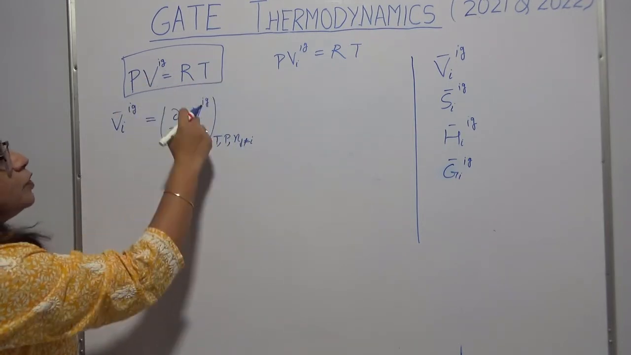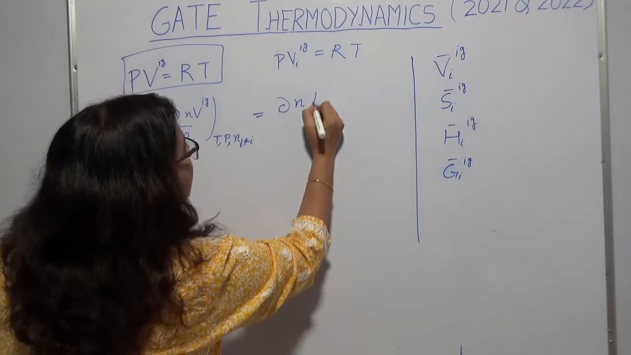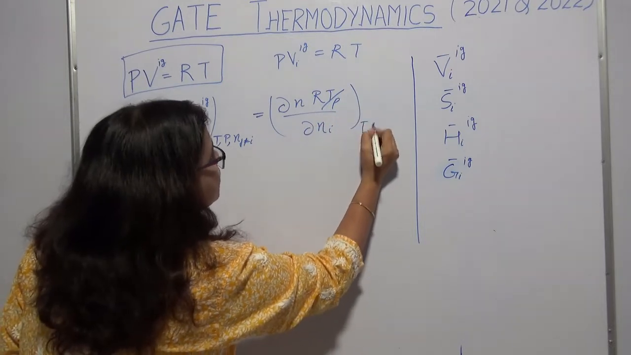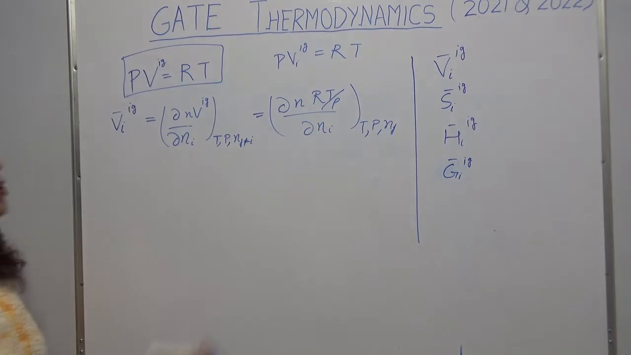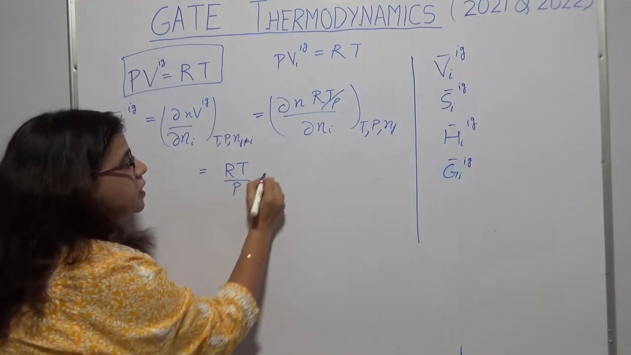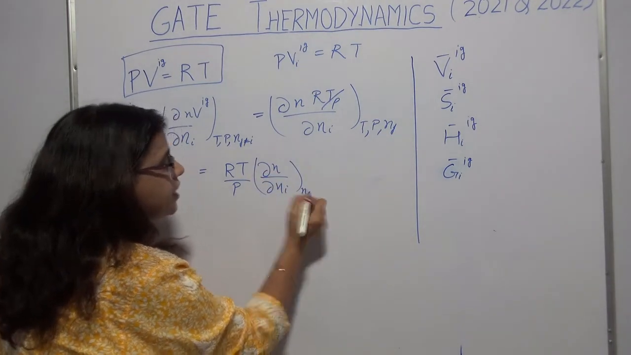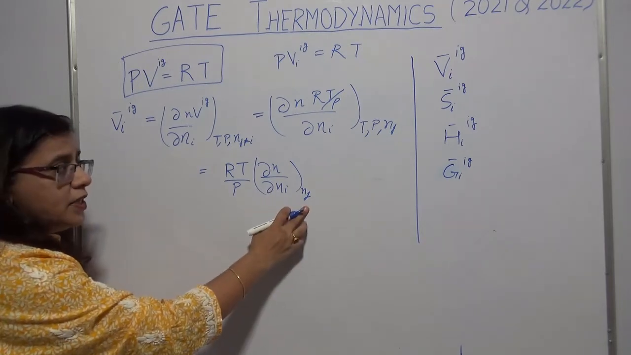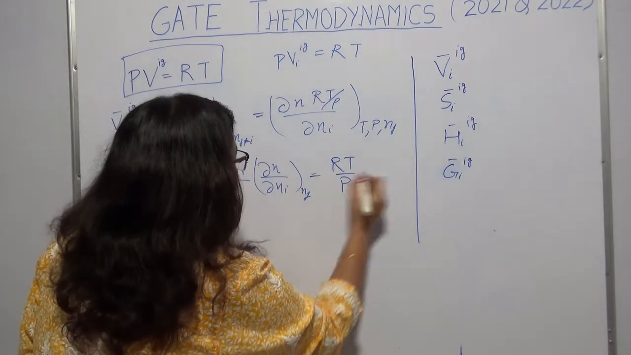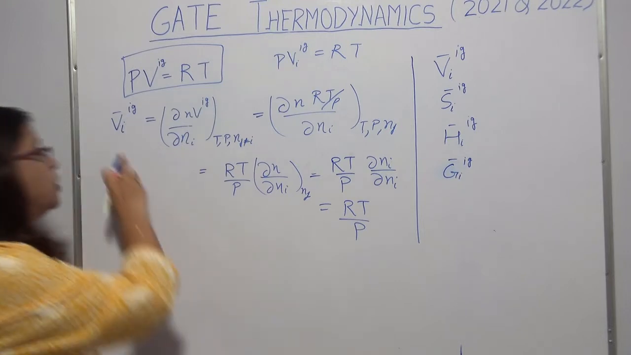So what I am going to do now is substitute my mixture volume value over here. So it is ∂(N RT/P)/∂Ni keeping temperature, pressure and Nj constant. Since temperature and pressure are constant, this quantity is constant, I can pull it out and write RT/P ∂N/∂Ni, at all constant Nj. Since all Nj are kept constant except Ni, which varies, this derivative essentially reduces to RT/P ∂Ni/∂Ni, which is nothing but 1. So RT/P is the value of your partial molar volume.